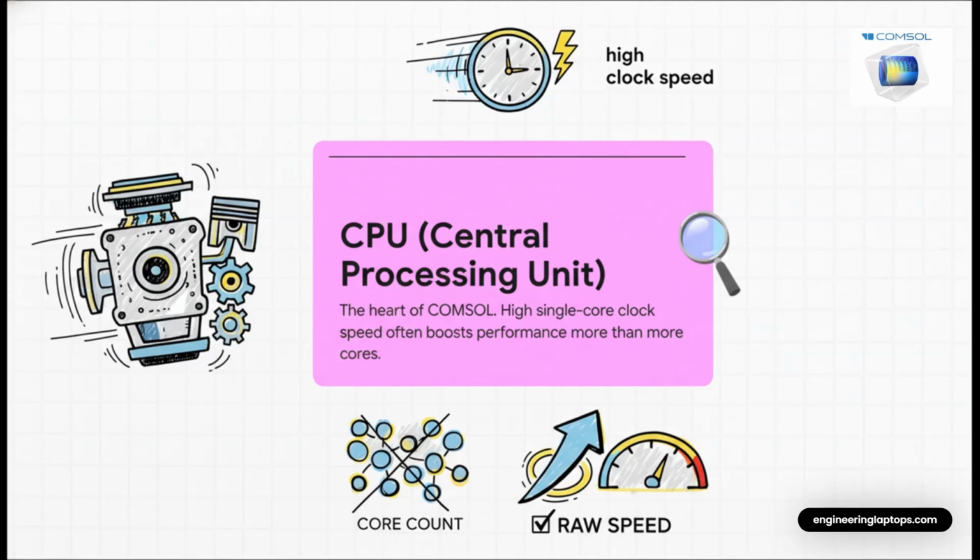Now, you might think more cores is always better, and while that helps with certain things like parametric sweeps, for the actual number crunching part of solving, COMSOL absolutely loves a high clock speed. So here's the big takeaway. Raw speed often beats the raw number of cores.